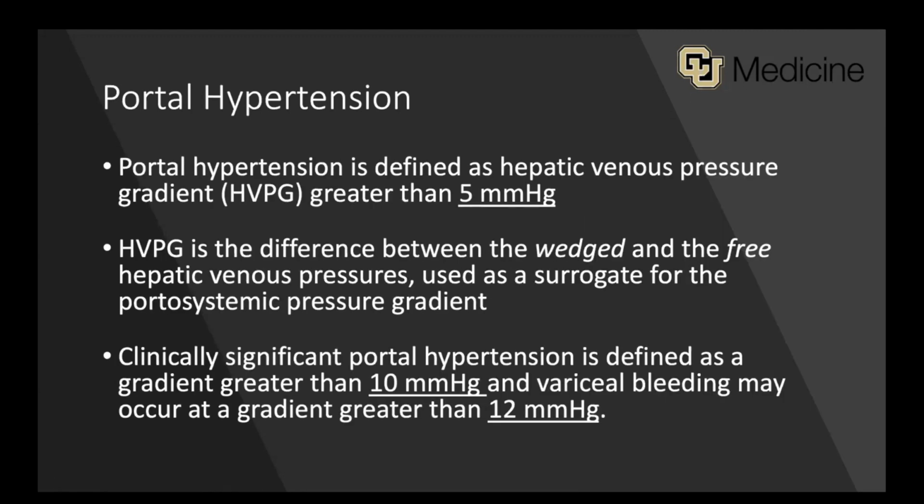Portal hypertension is defined as hepatic venous pressure gradient, HVPG, greater than 5 millimeters of mercury. HVPG is the difference between the wedged and the free hepatic venous pressures and is used as a surrogate for the portal systemic pressure gradient. You should also know that clinically significant portal hypertension isn't really seen until you get a gradient greater than 10 millimeters of mercury, and variceal bleeding occurs at a higher gradient, usually 12 millimeters of mercury.